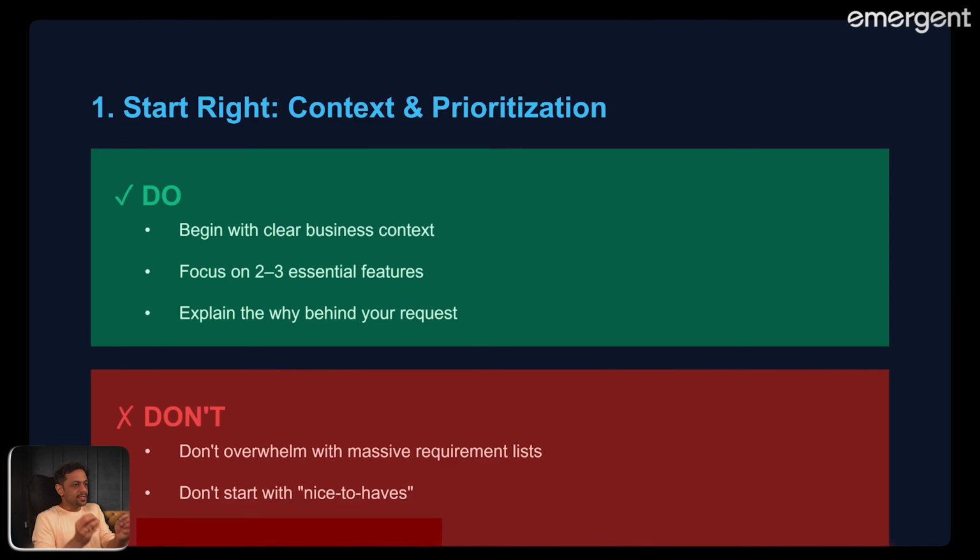So the first thing is, begin with clear business context. Focus on 2 to 3 essential features. Okay, don't club all of them together, and do not overwhelm the AI agent. Explain the why behind your request. Basically, what are you trying to build? What is the problem that you're trying to solve with what you're building? Okay, that context will help AI understand how to build it better.